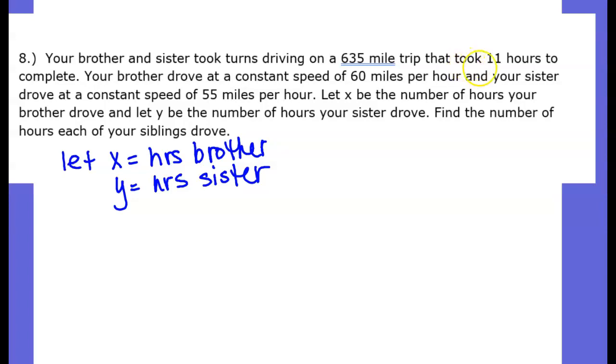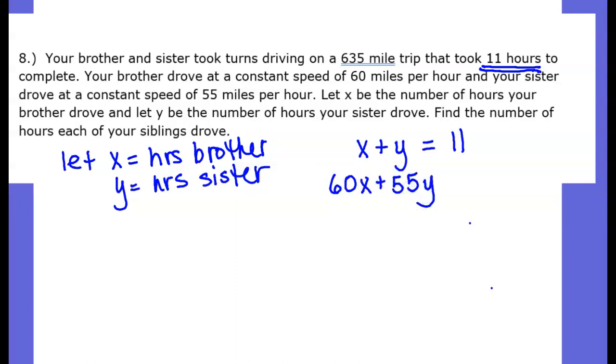It says the trip took 11 hours. That means the number of hours the brother drove and the number of hours the sister drove would be 11 hours. One of the equations is usually pretty easy. Now the second one: if the brother is driving at 60 miles an hour, that's 60x, and the sister is driving at 55 miles an hour, that's 55y. And they're driving for a total of 635 miles. So there's our second equation.